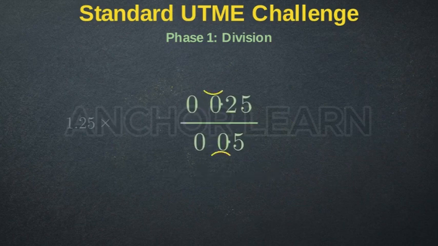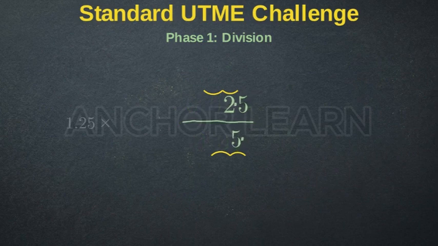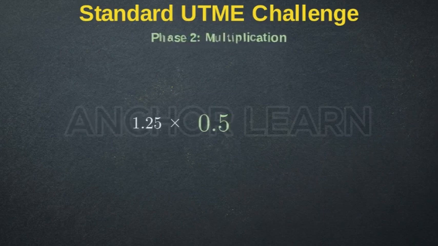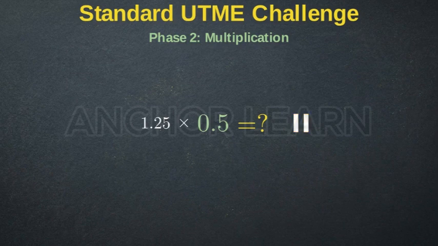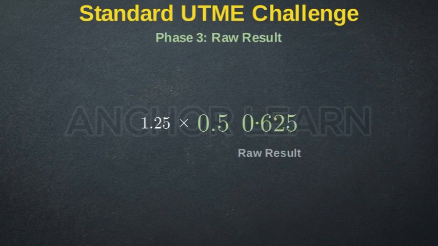By moving the decimal point 2 places to the right in both the numerator and denominator, we turn 0.025 divided by 0.05 into 2.5 divided by 5. This yields 0.5. For phase 2, pause the video and multiply 1.25 by 0.5 on your own. Hit play when you are ready to check your work.